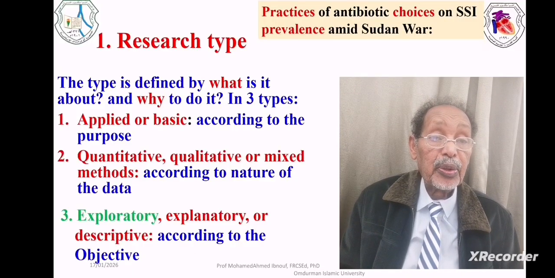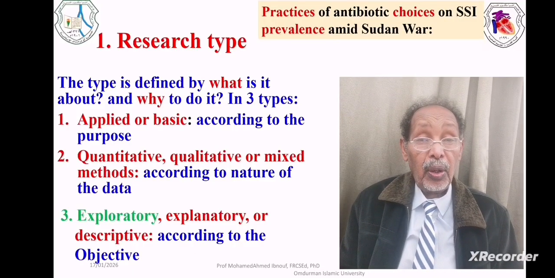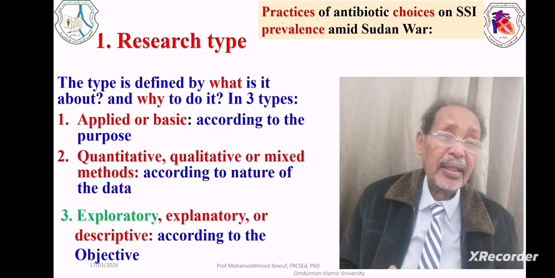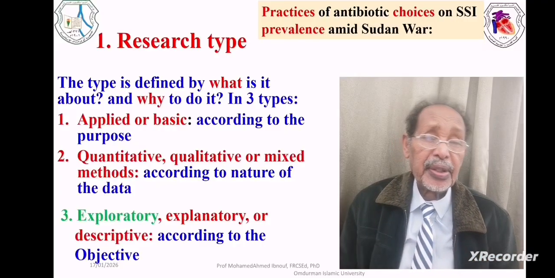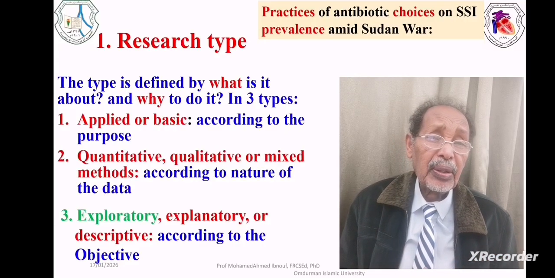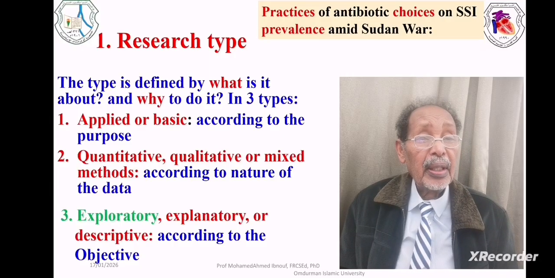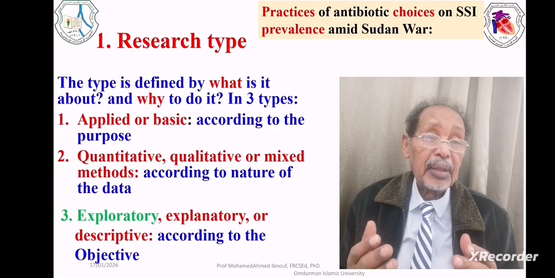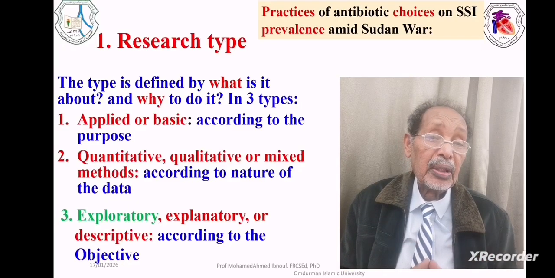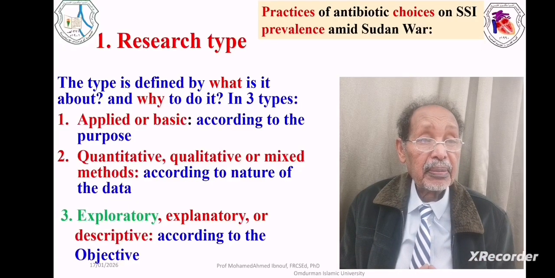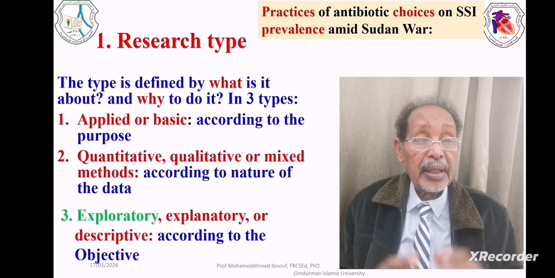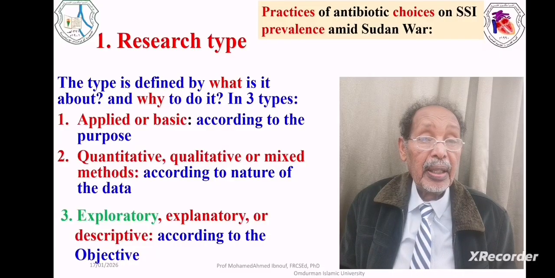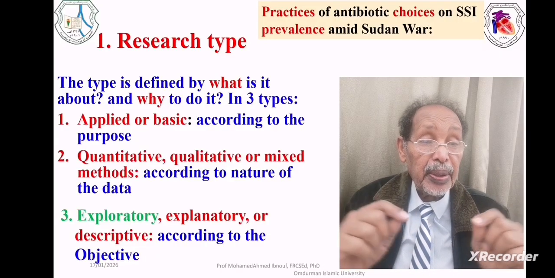Practices of antibiotic choices on surgical site prevalence amid Sudan war. Again, these are just different wordings. By practices of antibiotic choices, it means on what basis do clinicians prescribe or choose the antibiotics for their patients? And is that associated with the prevalence of surgical site infections during the period of war?